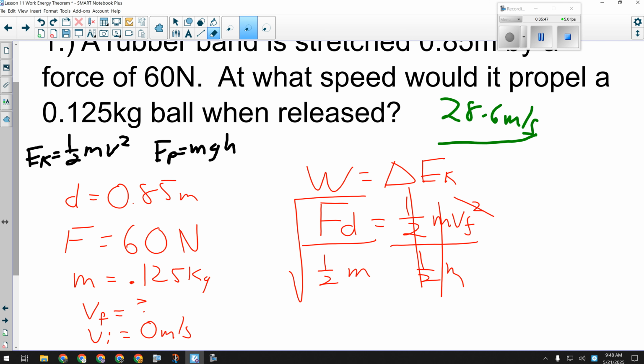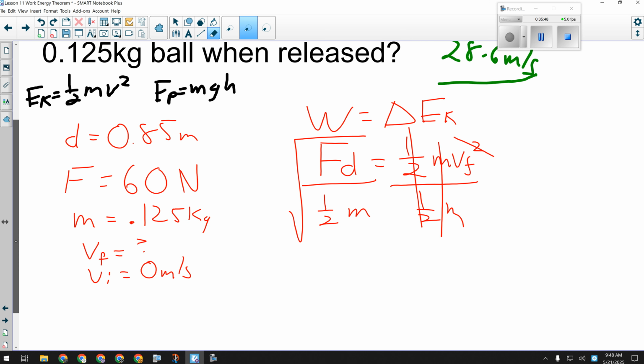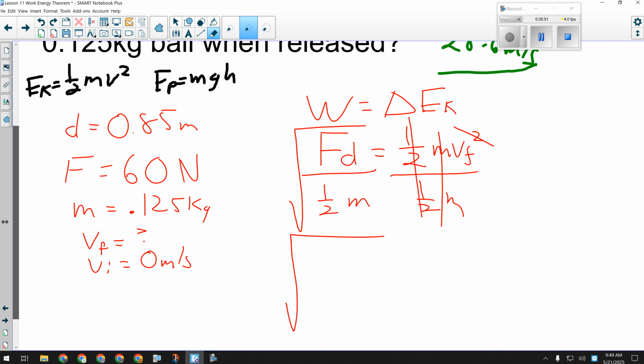All right, so now I'm solving for VF. Now I just have to plug in my numbers. Okay, so the force was 60 newtons. The distance was 0.85. Okay, 1/2, and the mass was 0.125. So that's going to equal the speed at which we propel the ball out of the rubber band.